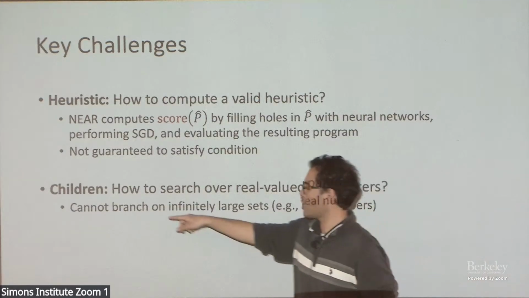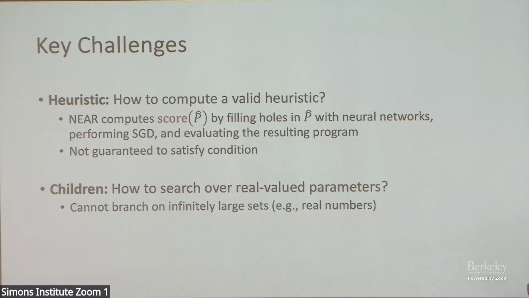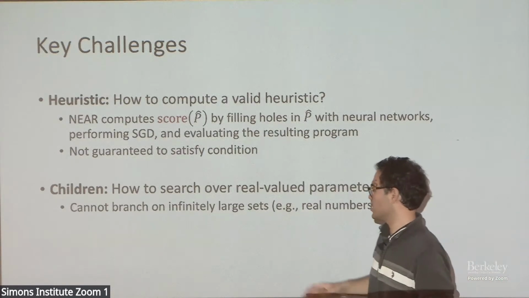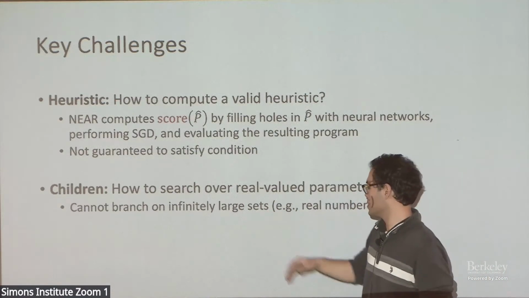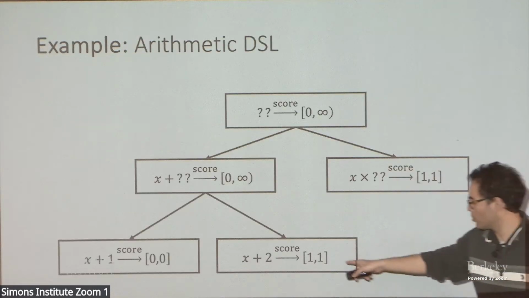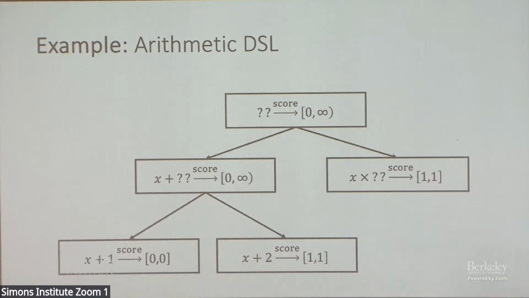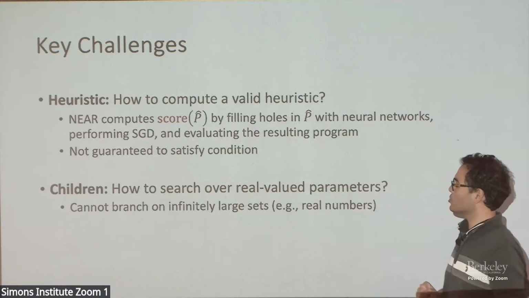The other challenge is how to search over real-valued parameters. NEAR solves this by just doing gradient descent, but gradient descent is incomplete. If we really want optimality, we're searching over these uncountably infinite sets of thresholds. Like in the previous example, what do we fill in this hole with? We can't enumerate all possibilities, so enumerative search breaks down. Those are the two challenges. How do we address them?